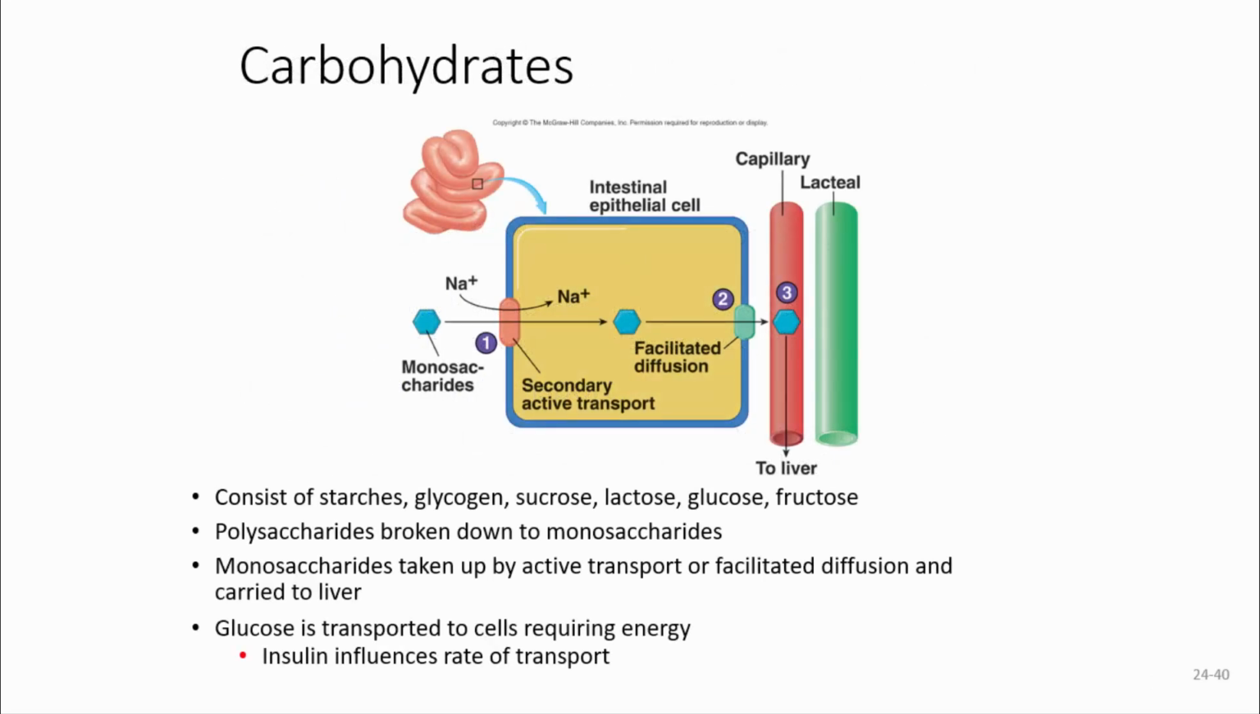So looking at carbohydrates, which consist of starches, glycogen, sucrose, lactose, glucose, and fructose. Actually, let's look at those: sucrose, lactose, glucose, fructose. First of all, sucrose. Sucrose is a disaccharide, which means we can't absorb that as is. We're going to have to break it down. Sucrose is your typical table sugar. And so what is sucrose made out of? Well, it's made of glucose and fructose.